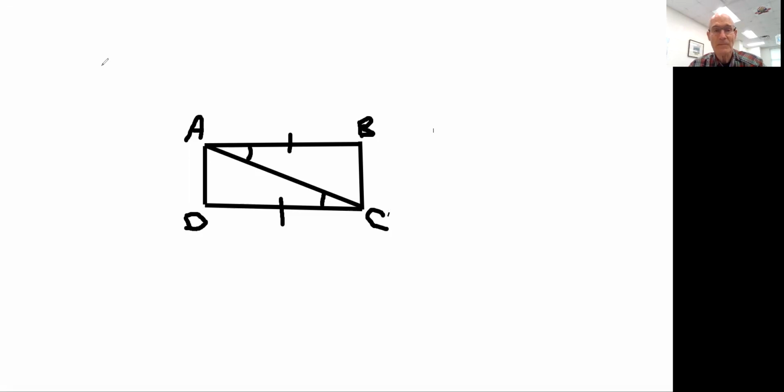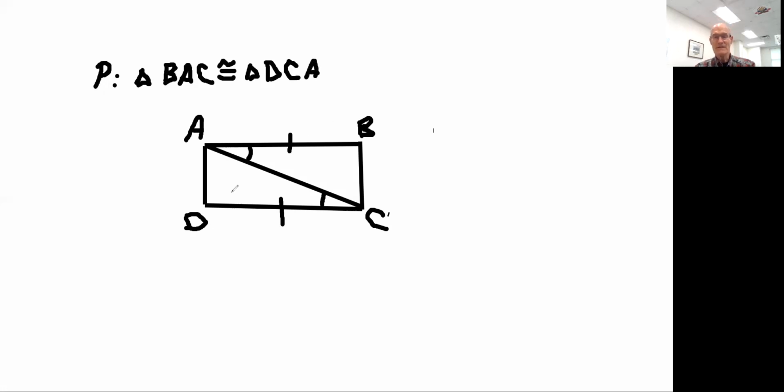What I'm trying to prove is that triangle BAC is congruent to triangle, and I have to keep it in order, so D goes with B, C goes with A, and A goes with C. Now, looking at the bottom triangle and the top triangle, I have one pair of sides and one pair of angles.